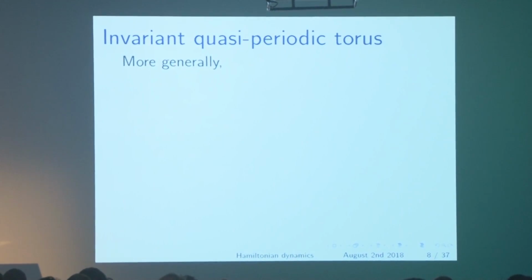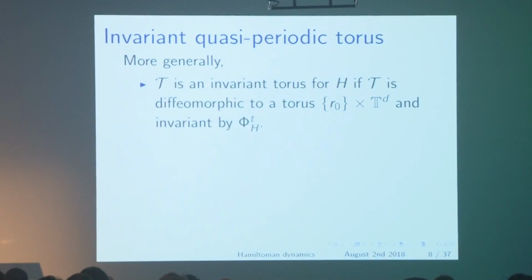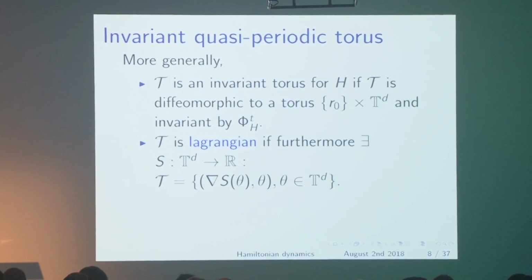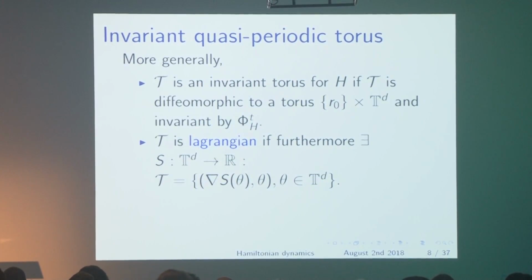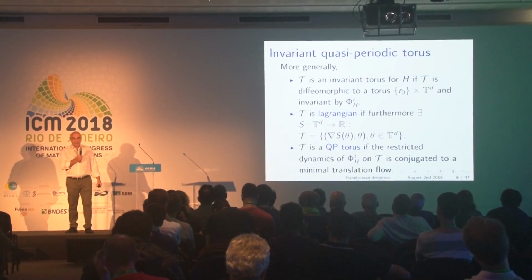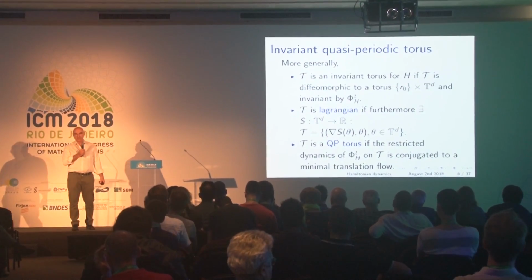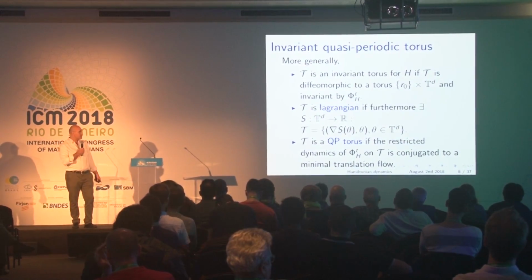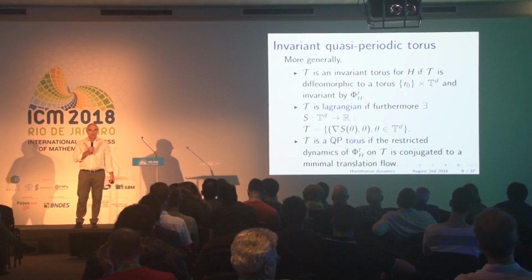More generally, we will say that T is an invariant torus for H if T is diffeomorphic to a torus and invariant by the flow. We will say that the torus T is Lagrangian if, furthermore, it is a graph, a Lagrangian graph, of this form with the gradient here. And we will say that the torus is quasi-periodic if the restriction of the dynamics of φ on T is conjugated to a translation flow.